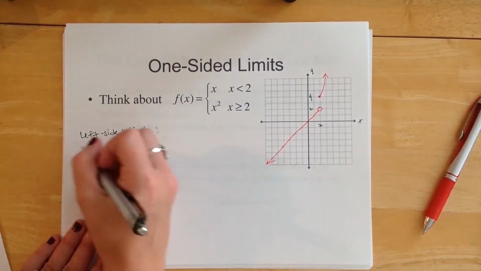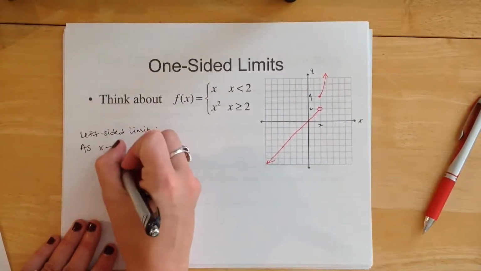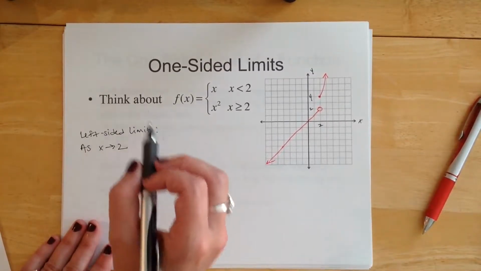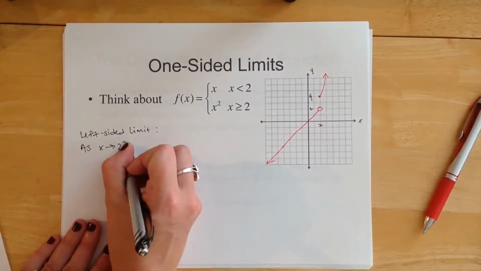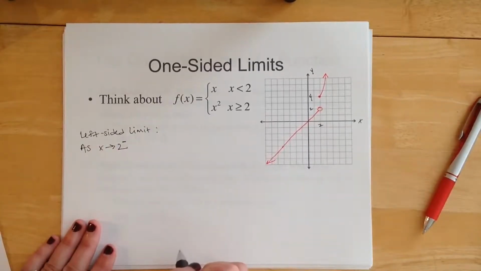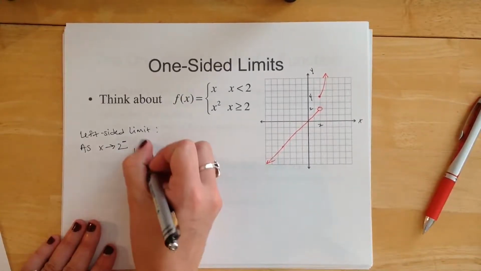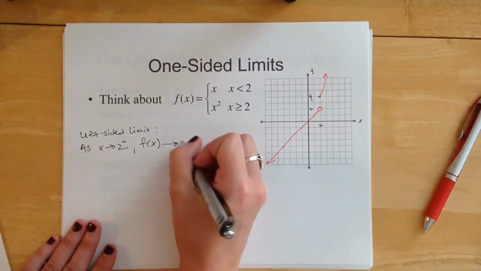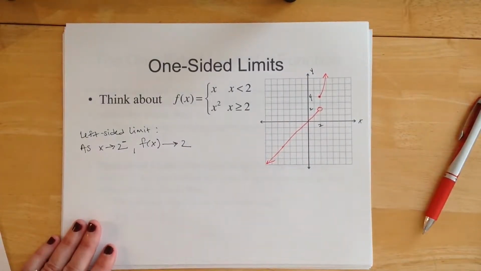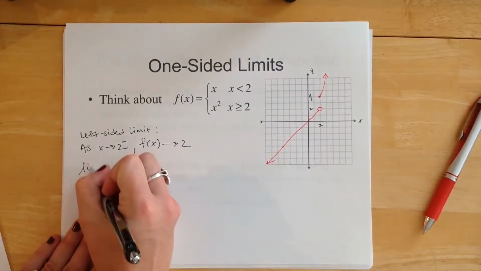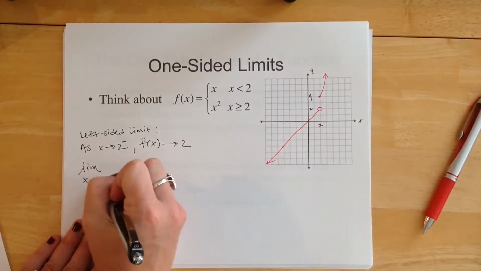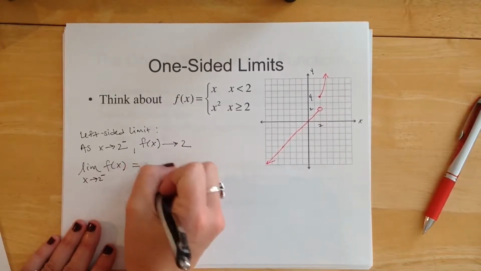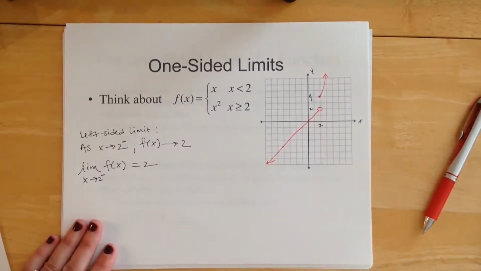Where we think as x approaches 2 from the left. Now, to symbolize from the left, I'm going to put a minus where an exponent would go. So as x approaches 2 from the left, f of x is approaching 2. And in limit notation, I can say the limit as x approaches 2 from the left of our function f of x is equal to 2. So the one-sided limit exists here.